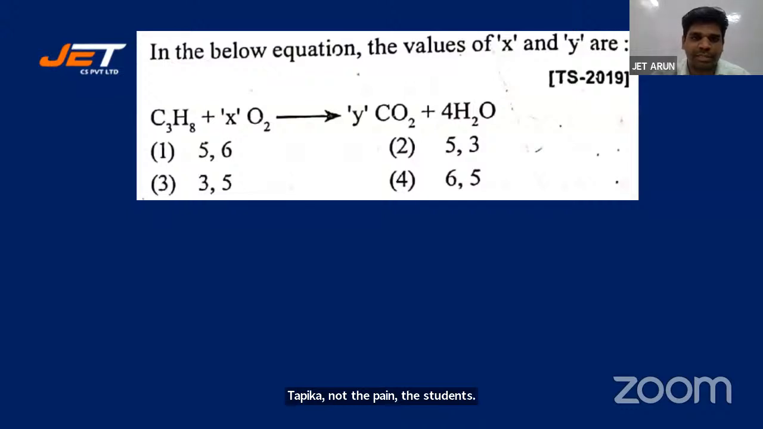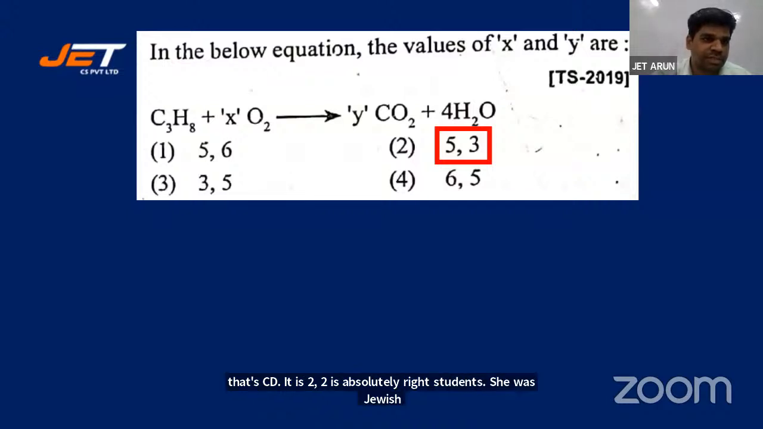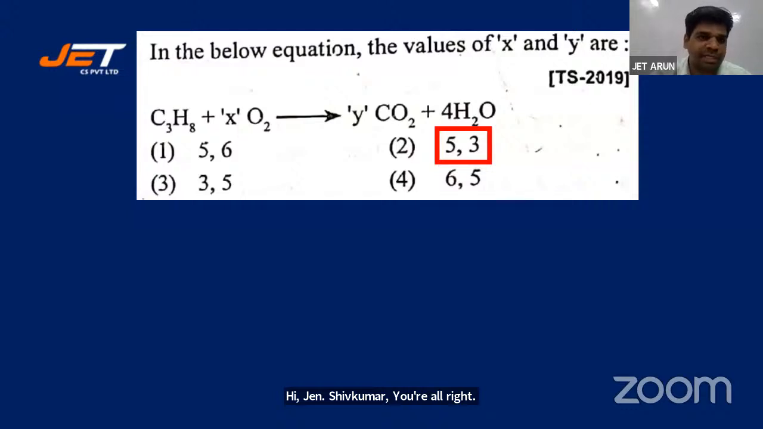Okay, let's see the key. It is 2. 2 is absolutely right, students. Shiva, Shivarshini, Sai Charan, Shiv Kumar, Sharat Chandra, you're all right. Absolutely right. I'm going a little faster, students. I cannot take all the names, but I'm getting very good response from students. And I appreciate that you are all answering, but I want everyone to answer.